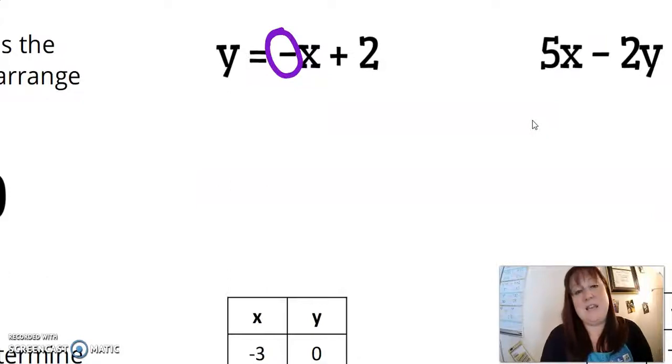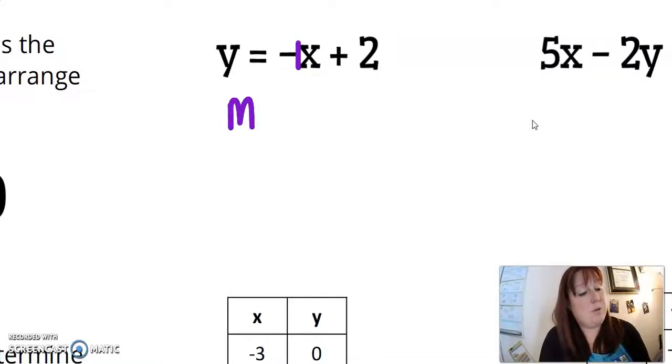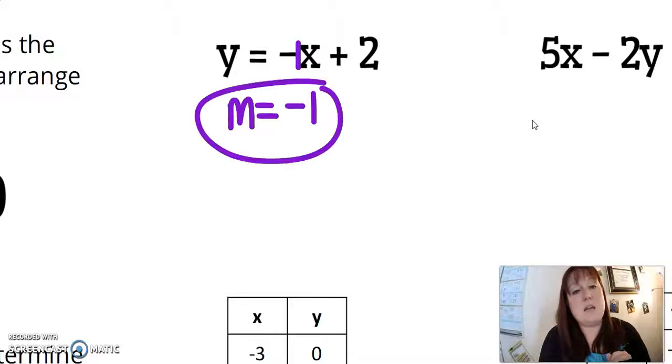This negative. And you're like, well, slope can't just be like a negative sign, right? Well, what does that actually mean? Remember, that's an invisible negative 1. There's an invisible negative 1 there. And so, really, our slope is negative 1, because that's the number that's in front of x.